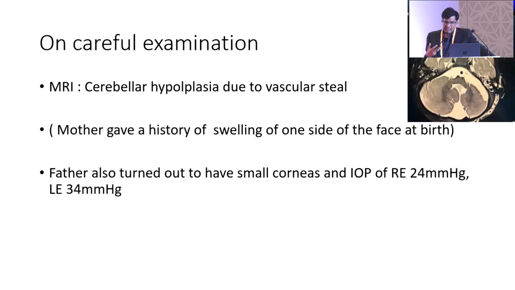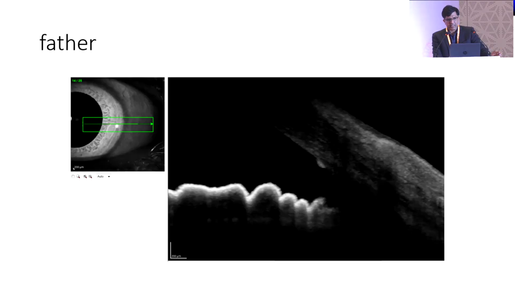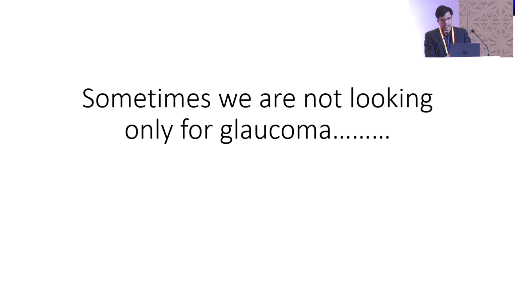But it was interesting that because of a genetic diagnosis, we were able to screen the father, and the father turned out to be having high intraocular pressures, and he also had a posterior embryotoxon. So here it is not just the diagnosis of the child that is important, and it is not that it's glaucoma that you're always looking for. It's something much more than that.